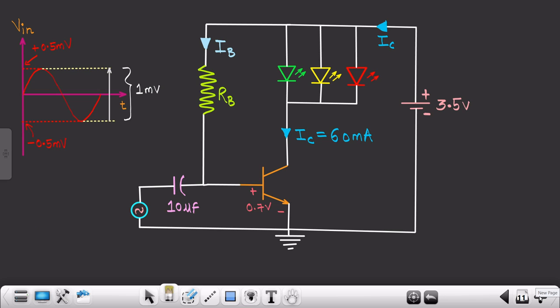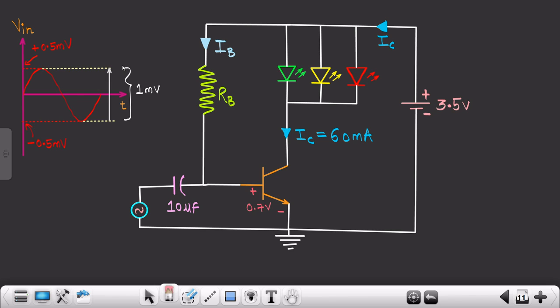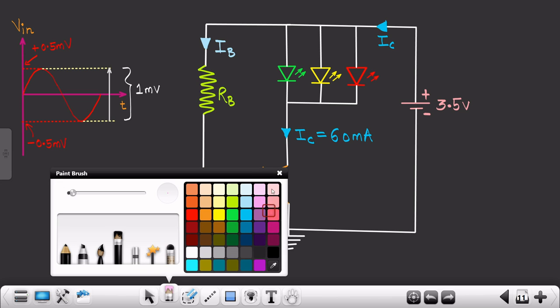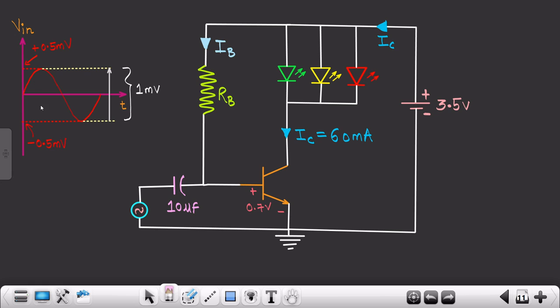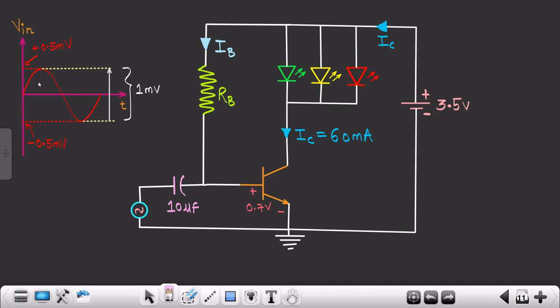Alright, so now I will explain why I had kept this 0.7 volts. Okay, why not 0.72 or 0.73? For this, instead of the audio signal, we will assume a sine wave signal. As you can see, the signal is of 1 millivolt. So for this particular part, that means for the positive half cycle, let me write over here, for positive half cycle, this is 0.7 volts, and let's suppose this is 0.5 millivolts.